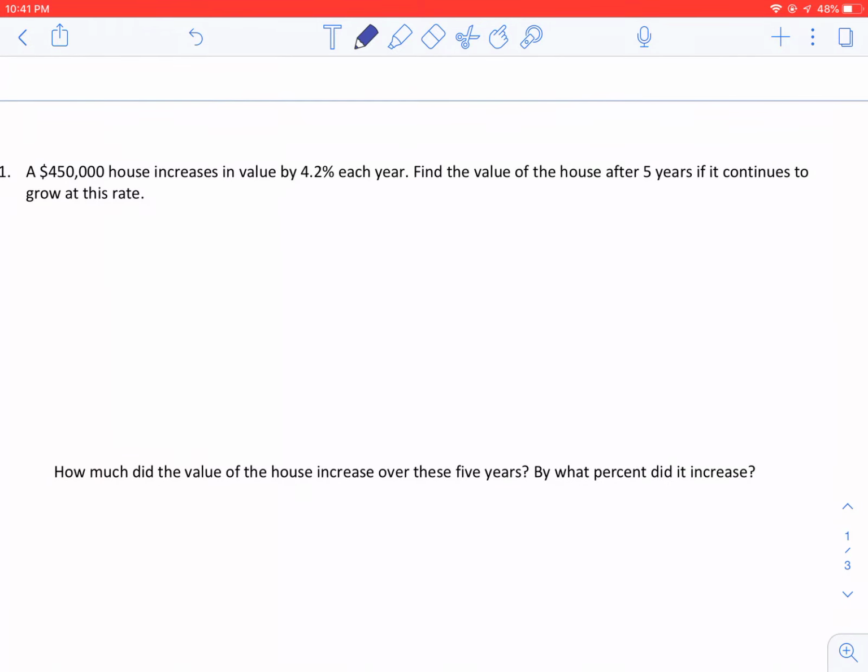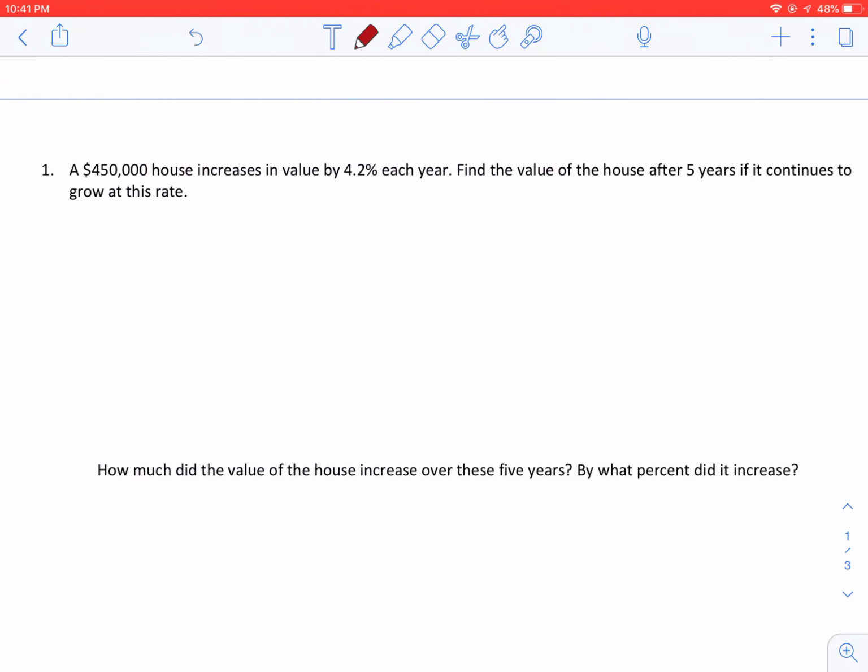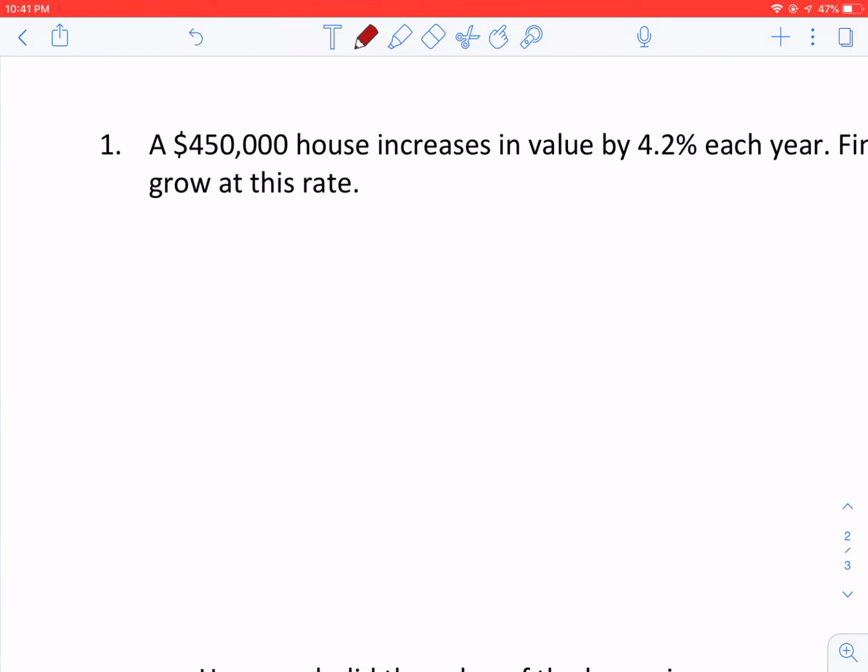All right, so hopefully you tried these. And number 1 has a $450,000 house increasing in value by 4.2% each year. Find the value of the house after 5 years if it continues to grow at this rate. All right, give me a sec. So $450,000 house.